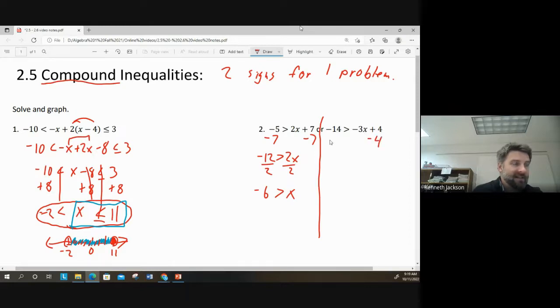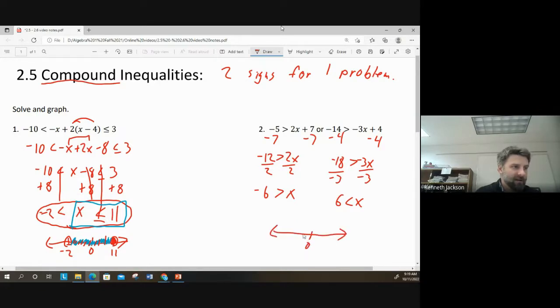And on the second part of the compound inequality, to get rid of a plus 4, I subtract. And to get rid of a times negative 3, I divide by negative 3. And negative 18 divided by 3 is positive 6. So again, I have two inequality signs here, and I can graph this by making my number line and putting numbers on the number line.